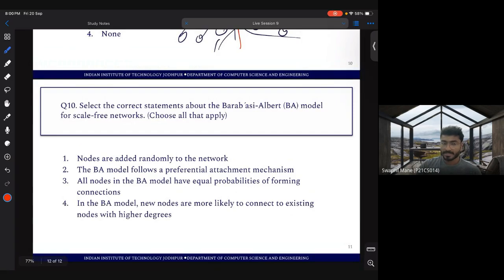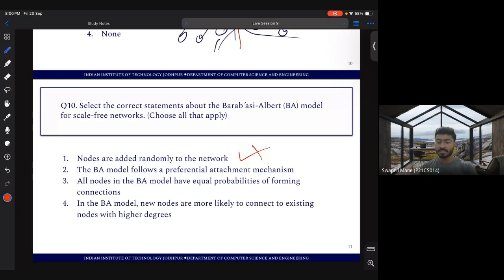Okay. So let's see the last question. Select the correct statement about the Barabasi-Albert model for scale-free networks. Scale-free means real-world network. Okay. Nodes are added randomly to the network. It's not that way. Sorry, it's not correct. The Barabasi-Albert model works based on the preferential attachment principle.